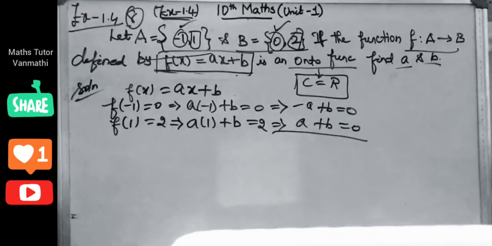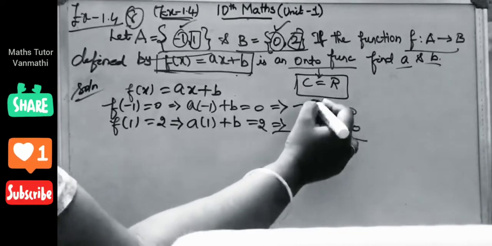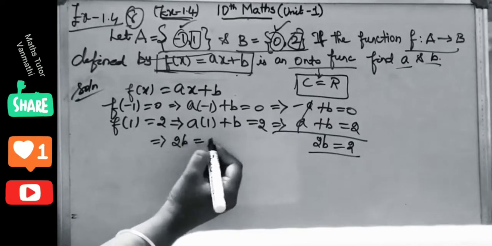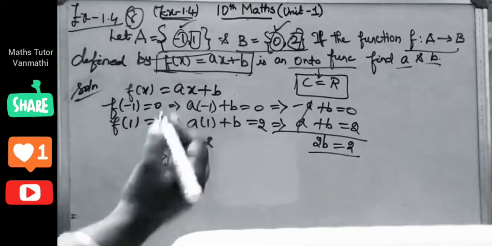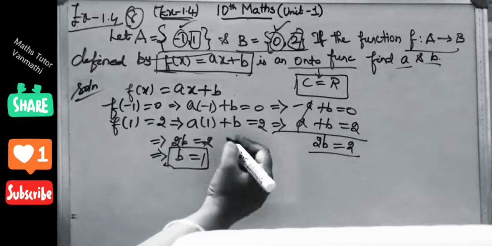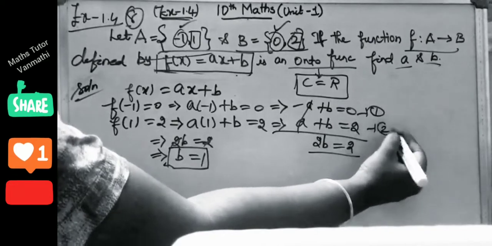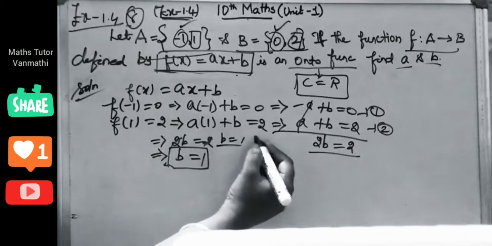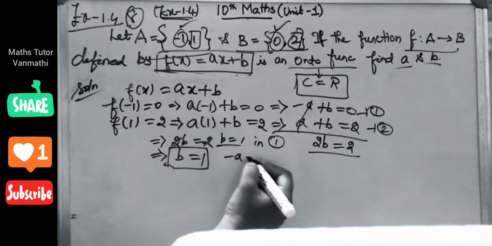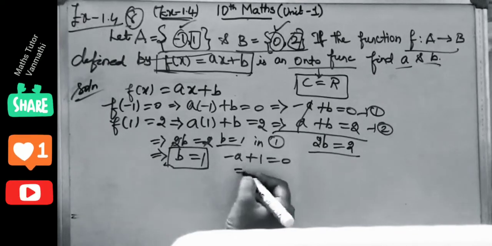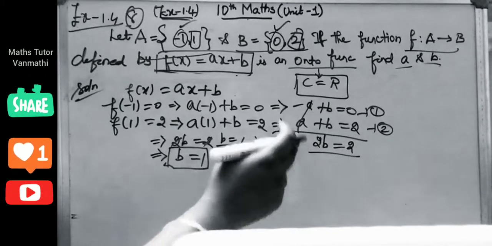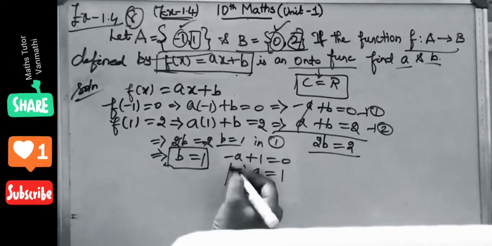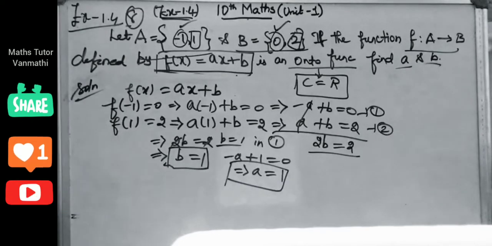By cancelling a, you will get the b value, which implies 2b equal to 2, so b is equal to 1. Substituting the b value in any of these equations, consider this as 1 and this as 2. So b is equal to 1 in the first equation: minus a plus 1 equal to 0, so minus a equal to minus 1. The minus signs get cancelled, so a is equal to 1. So the a value is 1 and the b value is 1. These are the values of a and b.